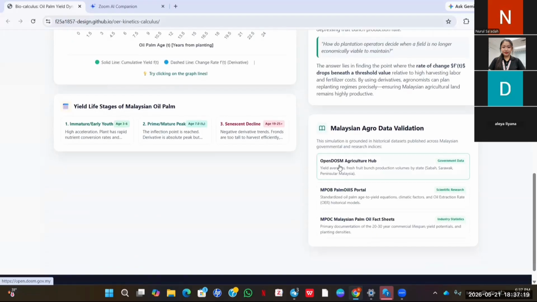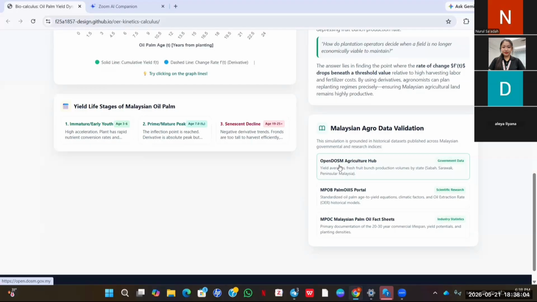Section 6, Malaysia agro-data validation. This section provides supporting data and research references related to Malaysian palm oil agriculture. It helps verify that the information used in the web page is relevant. I recommend adding more animation and interactive features to make the web page easier to understand.